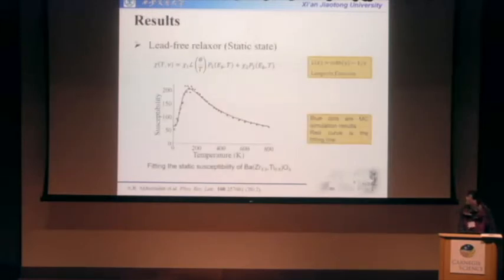Here we come to our results. For the first part, lead-free relaxors, we appended the Langevin function to our equation. The Langevin function describes the orientational polarization under thermal fluctuations. Here, the blue dots are the Monte Carlo simulation results, and the red curve is our fitting line.